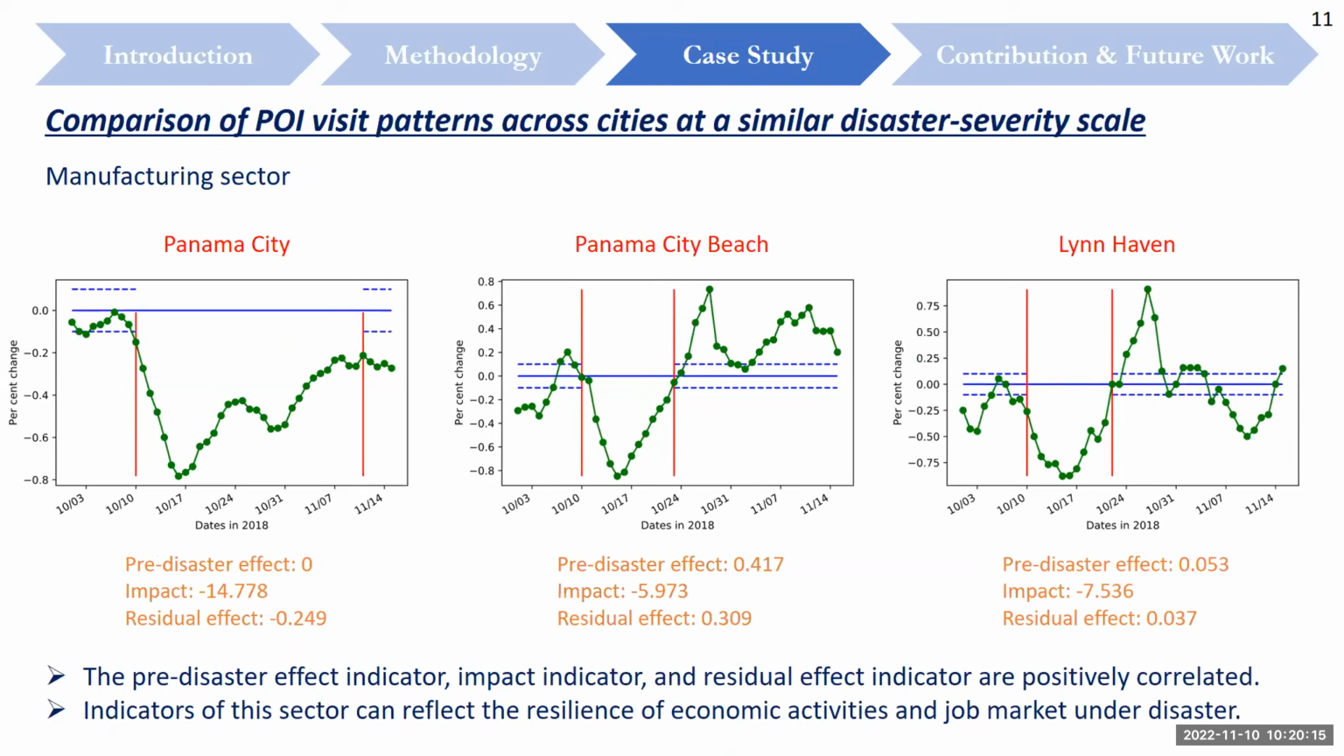The manufacturing sector basically shows how people prepare to respond to and recover from the ability to work, because it's related with factories. And here again, we show that the preparation indicator, the impact indicator, and residual effects indicator are positively correlated. So again, if you have more preparation, then your impact will be less and your residual effects will be higher, which means you can quickly and better resume the manufacturing activities.